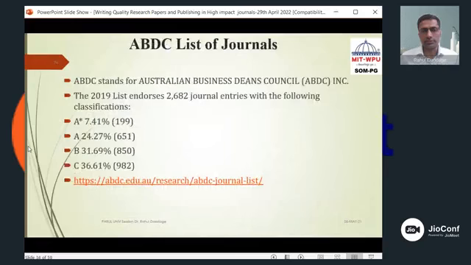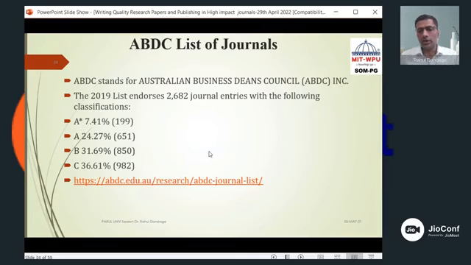ABDC normally classifies the journals into A star, A, B and C categories. You can see this is the 2019 list. Around 982 journals are in C category, 850 journals are in B category, 651 journals are in A category, and only 199 journals are in A star. So even if we take the summation of 982 plus 850 plus 651 plus 199, it is around maybe 2500, around 2500, 2600.